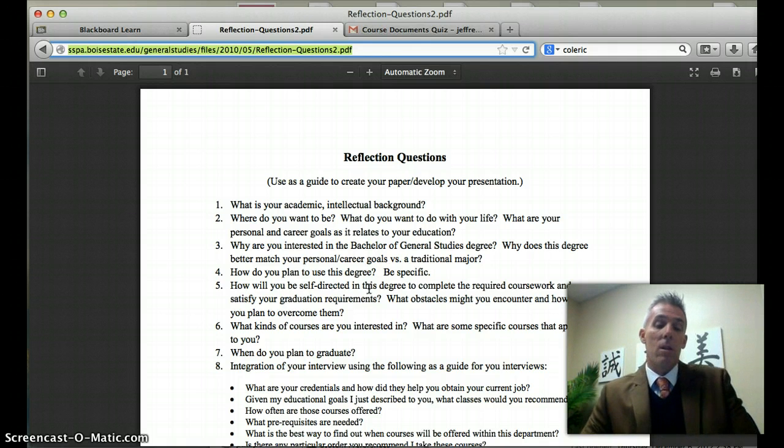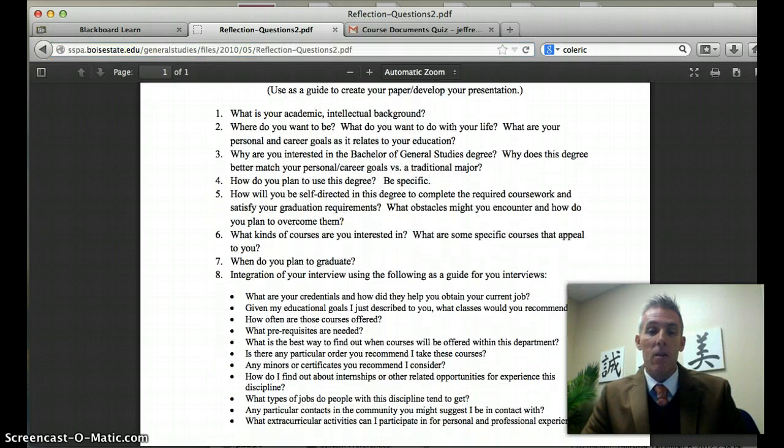What kinds of courses are of interest to you? What are some specific courses that appeal to you? Again, the present. When do you plan to graduate? That's a future event, and it may be tied to some other circumstances in the future, so feel free to deal with that in the future.